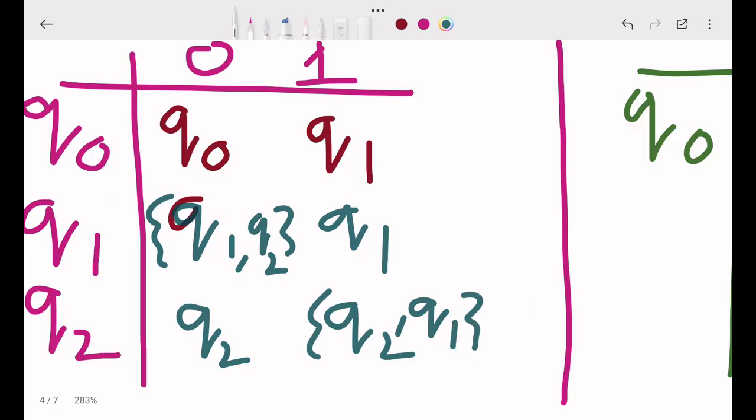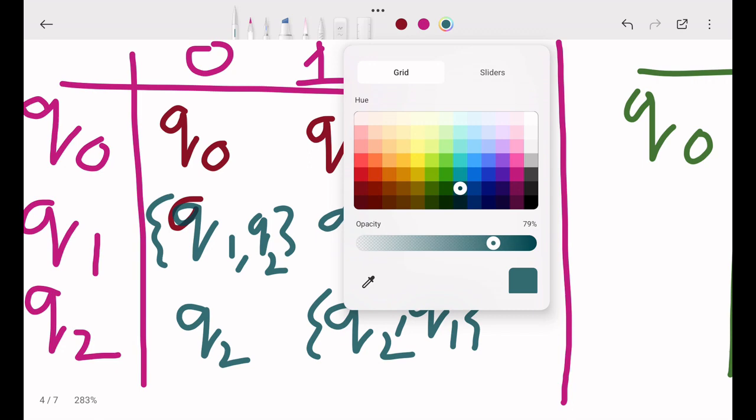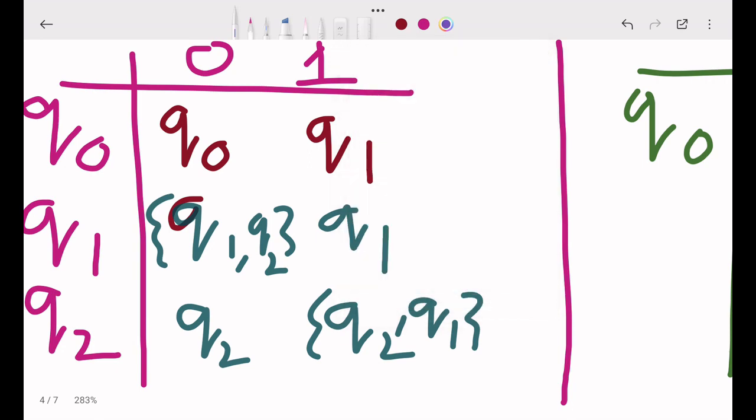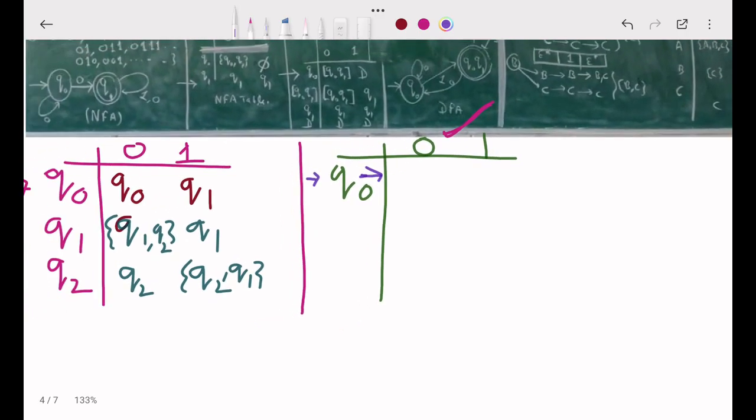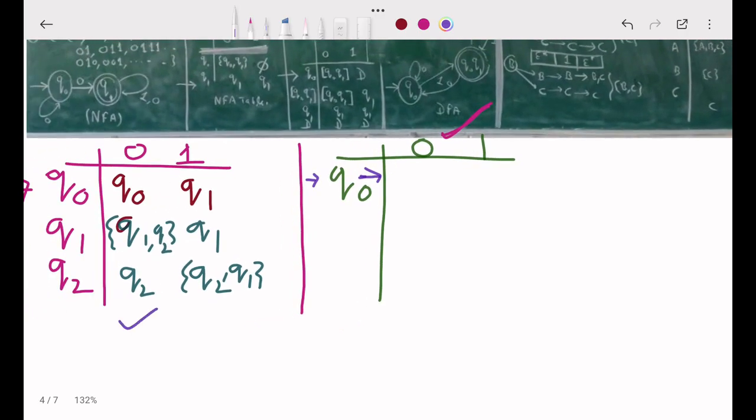Done. Now once you complete it, then you will come here, to your second table. At first you will start with Q0 because this is the first state. You start from Q0. For 0, now you will use this table. For 0 I am going to Q0. Okay. For 1 I am going to Q1. Same, I have written this first line.